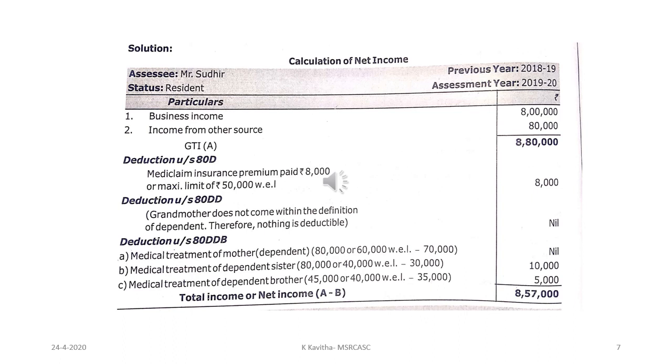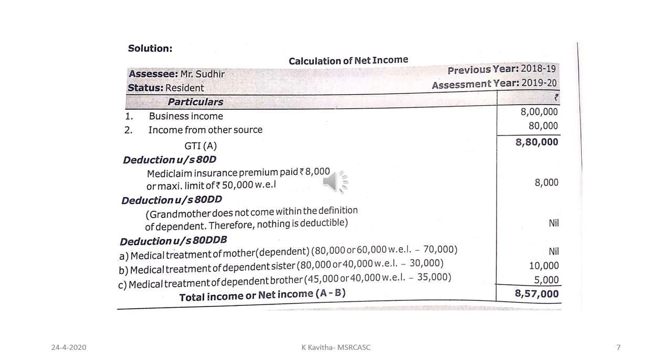Then the fourth point in the question, expenditure incurred during the previous year on the medical treatment of his dependent grandmother being a person with disability. Remember, grandmother will not come under any of the exemptions list. You can claim for medical treatment of yourself, family, parents, but not the grandparents. So he is not eligible to claim deduction for his grandmother's treatment.